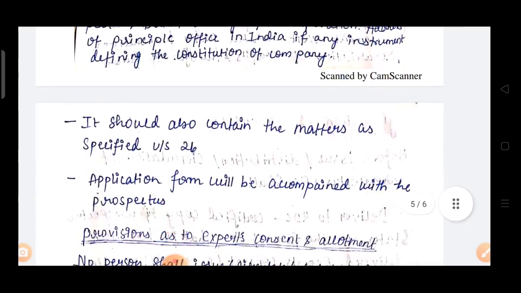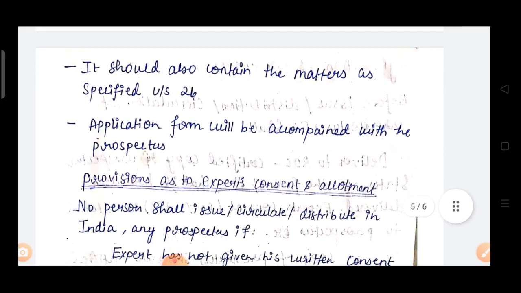Now it shall also contain the matters as specified under section 26. The application form will be accompanied with the prospectus. Under section 26 also certain matters are specified. Those matters should also be present in the prospectus. The application form will be accompanied with the prospectus.